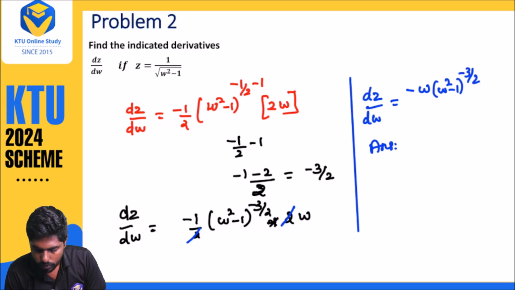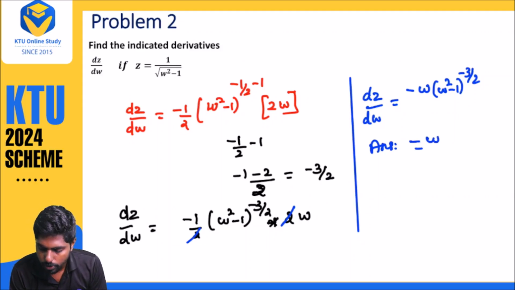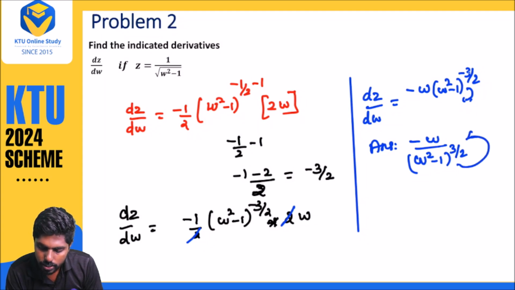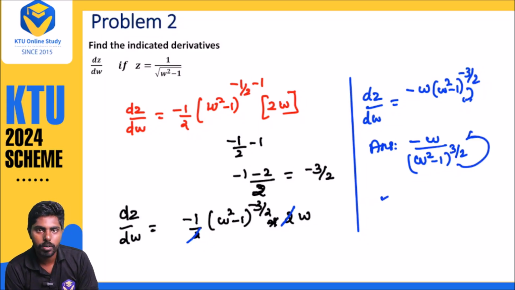Or we can also write minus w divided by. So when I am taking this into denominator, it will become w square minus 1 to the power 3 by 2. When I am taking this one into numerator, it will be minus 3 by 2. When I take it into the denominator, it will be plus 3 by 2. So this is our required answer. Okay. We will move on to problem number 3.